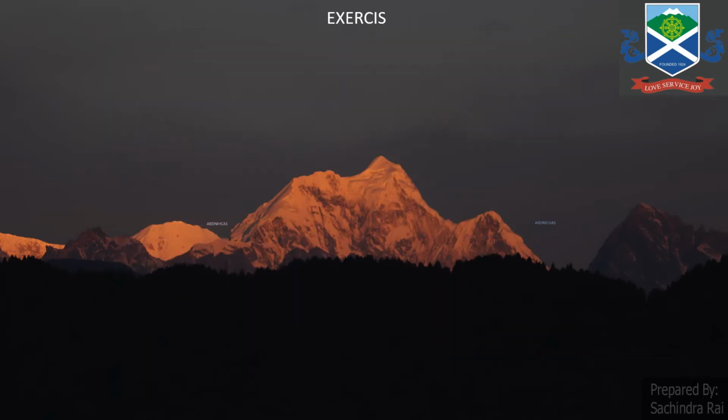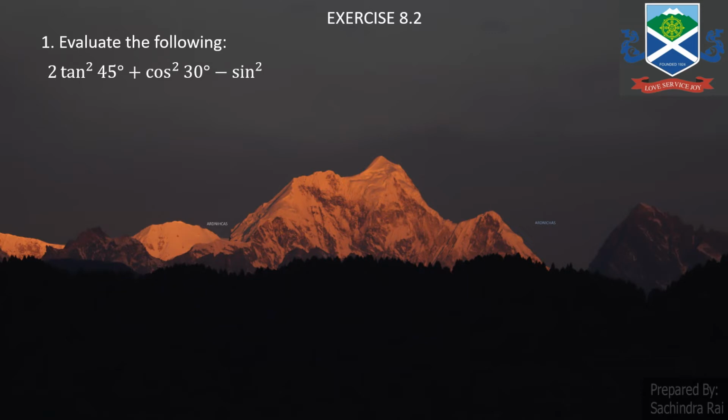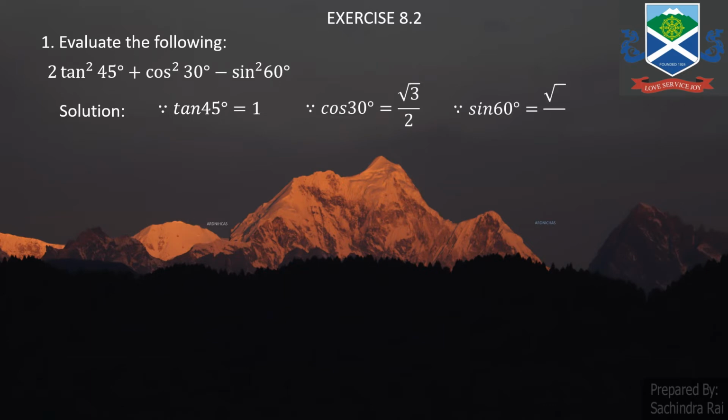Let us solve some problems. Here the question is evaluate the following: 2 tan square 45 degree plus cos square 30 degree minus sin square 60 degree. First we need to write the value of all the ratios given to us. That is tan 45 is equal to 1, cos 30 is equal to root 3 by 2, and sin 60 is also equal to root 3 by 2.